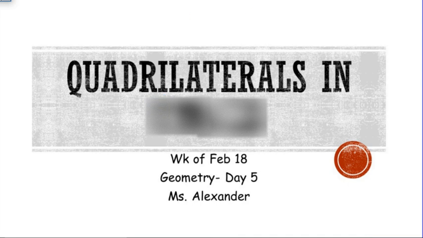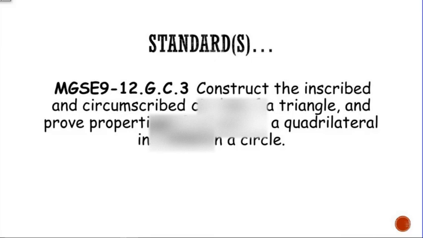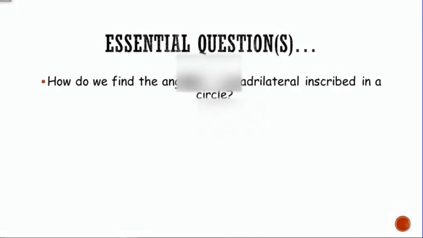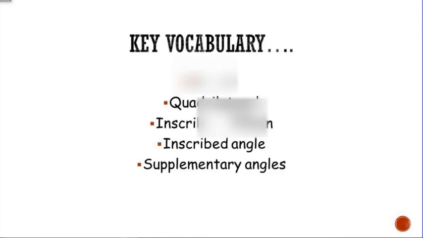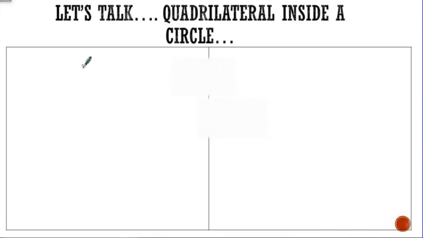So what we're going to talk about now is quadrilaterals inside of a circle. What you're going to learn is how to find the angles of a quadrilateral when this quadrilateral is inscribed in a circle. Inscribed means to draw on the inside of something. Inscribed means draw, and we're drawing it on the inside of a circle. Supplementary angles mean when two angles add to equal 180 degrees. We talked about those words before.